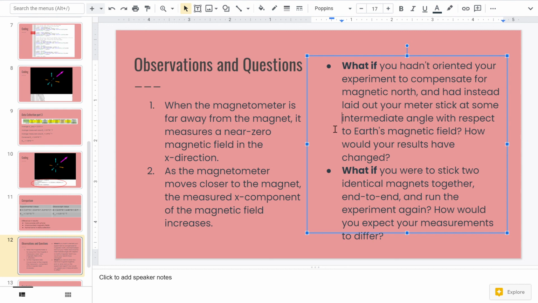And if I were to stick two magnets together, the results would be similar, but multiplied by 2 because it would be twice the amount of magnetic force.